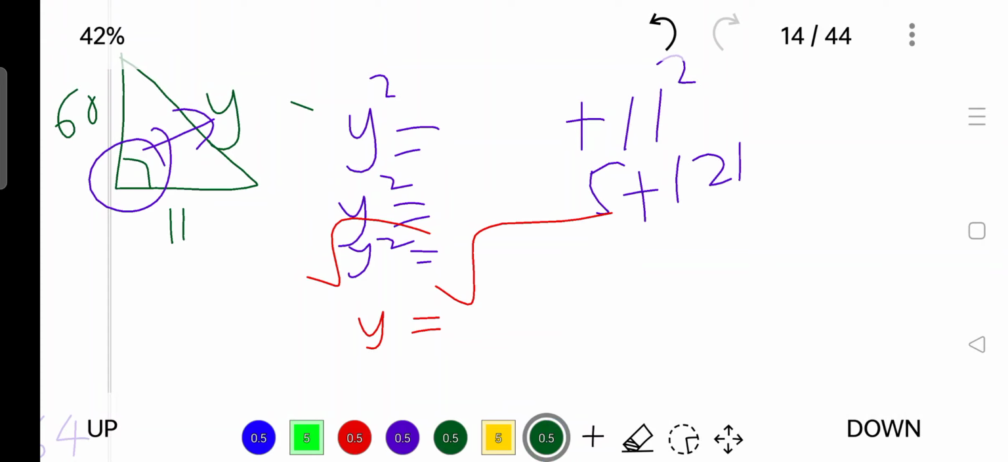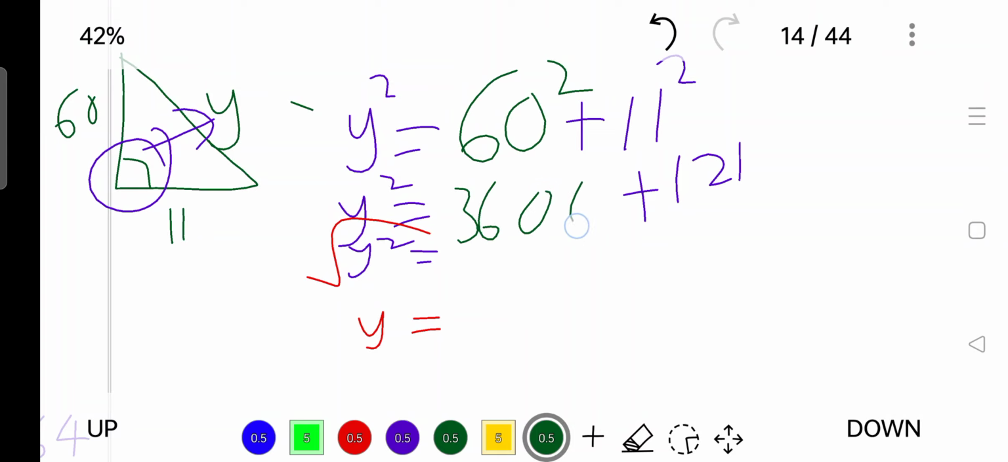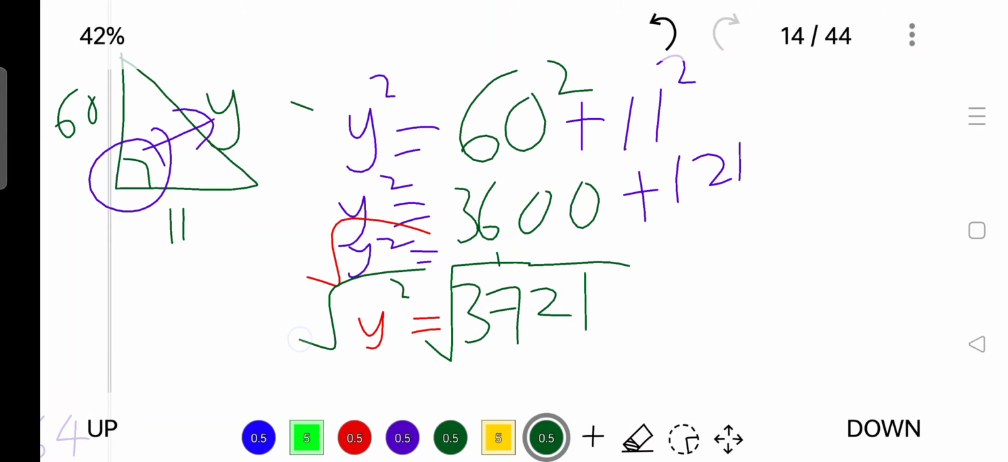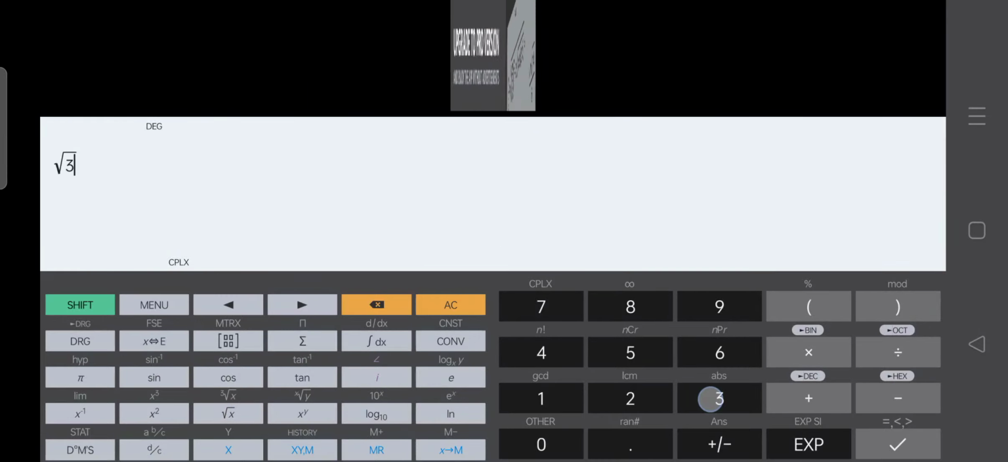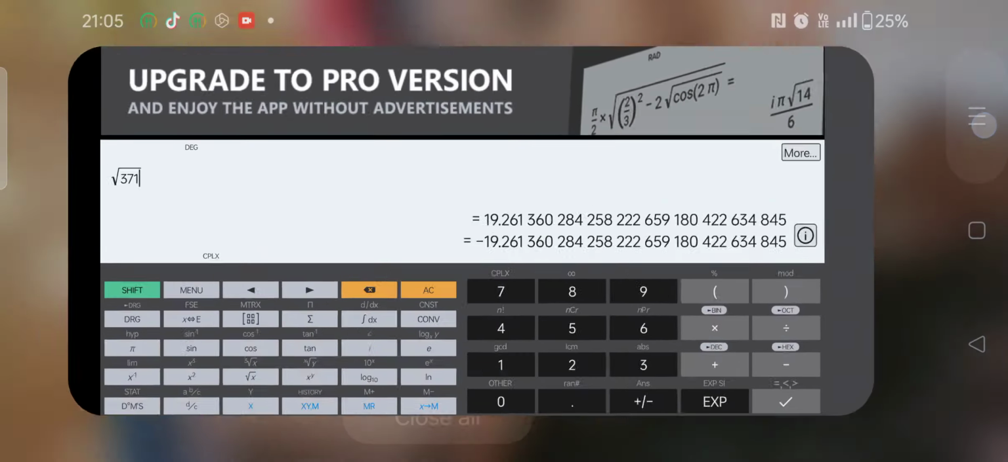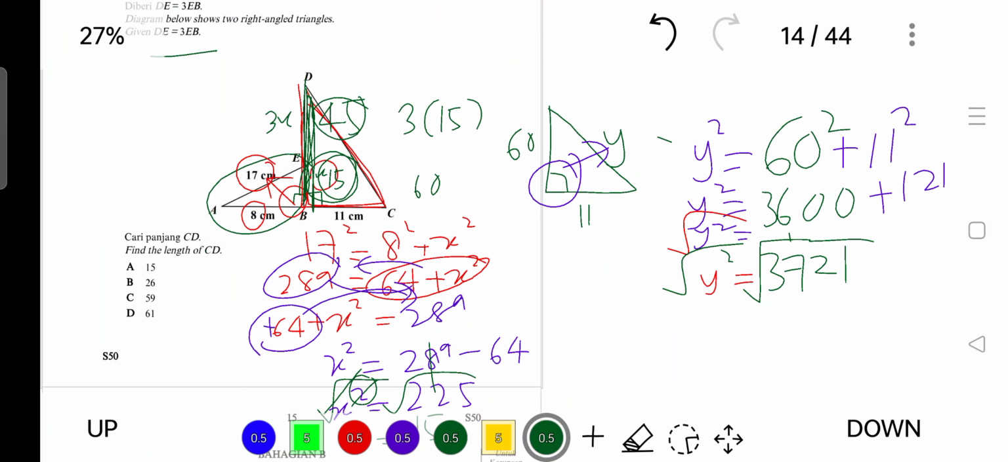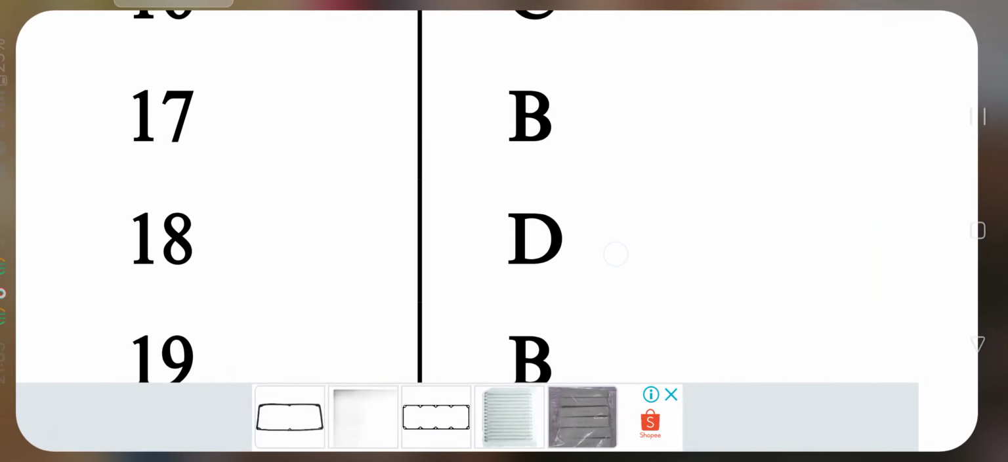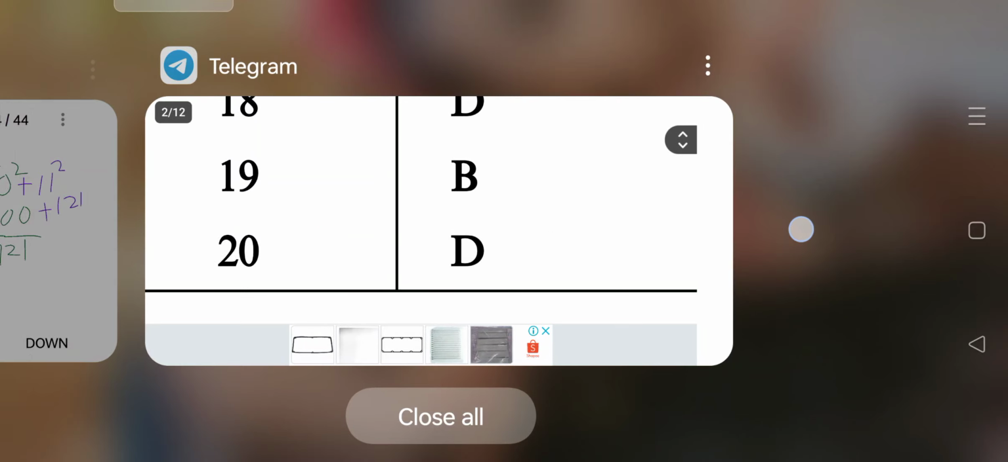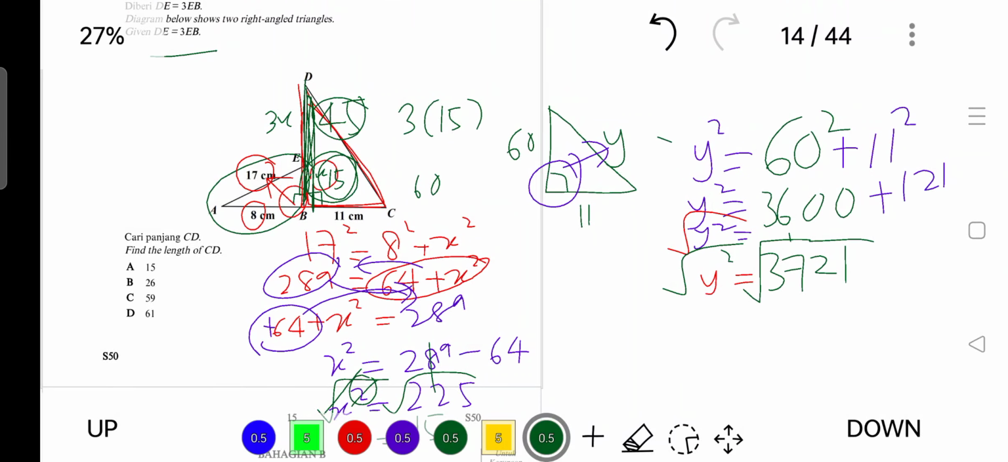Let's do it again. Here is 60 square, 3600, plus 121, so the answer is 3721. So what is the square root of 3721? I hope that we got it correctly this time. 19.26. Is it still wrong? I still didn't get it. Where is my mistake? Can anyone point out what is the answer? Okay, the answer is D. 61.